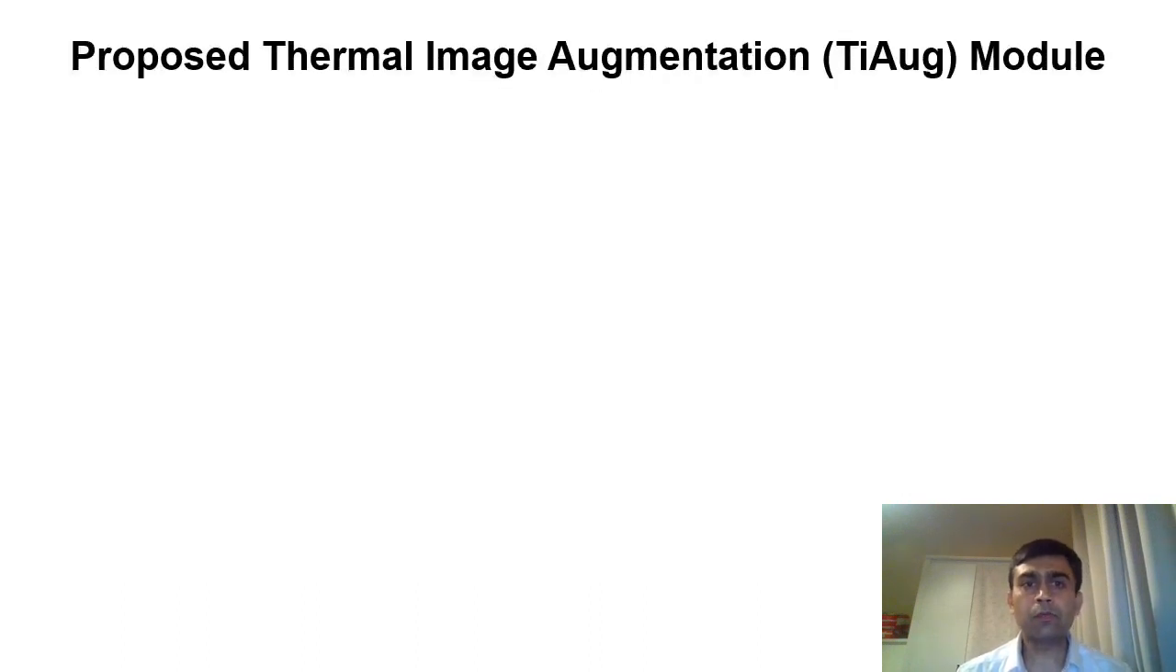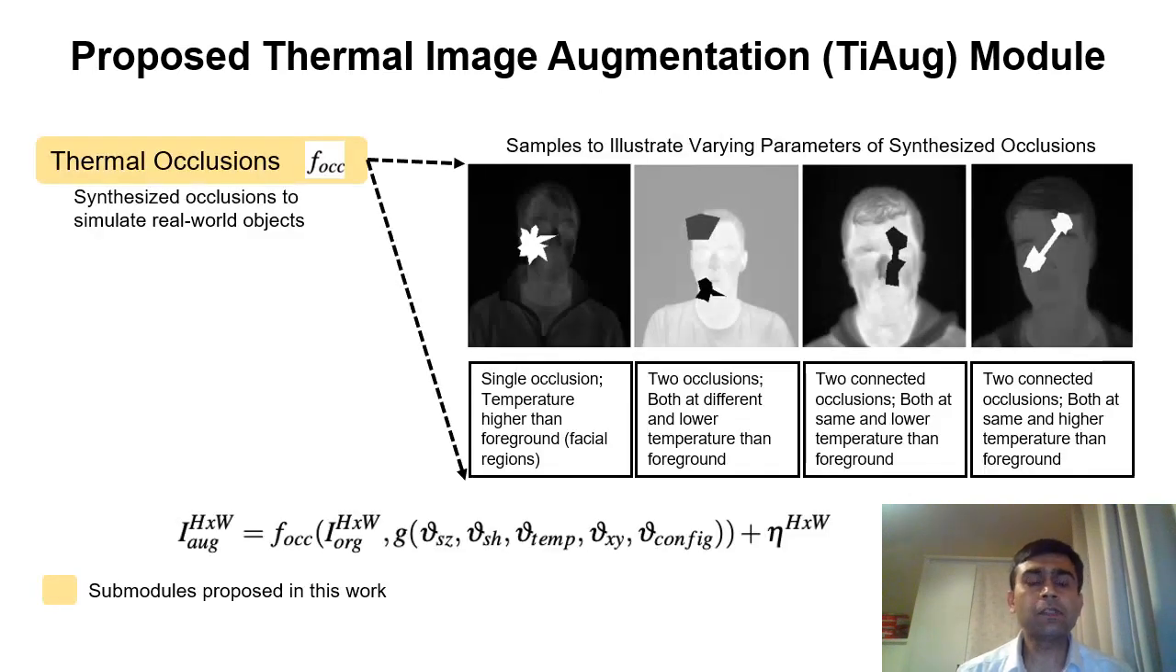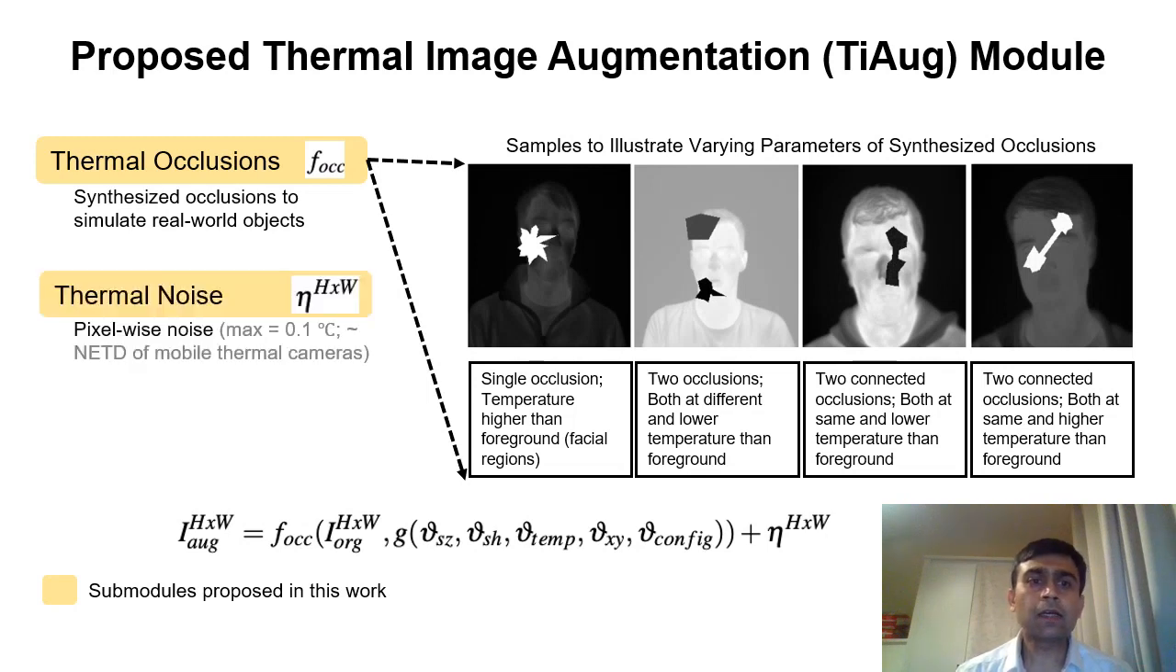The thermal image augmentation module takes thermal images acquired in controlled settings and applies transformations to simulate real-world conditions. First, the TIOG module synthesizes occlusions which vary in size, shape, and temperature. Synthesized occlusions are then added in a single, dual disjoint, or dual connected configuration at randomized coordinates on the original thermal image. Secondly, TIAUG considers an acquisition noise parameter of commonly used thermal cameras, which is referred to as noise equivalent temperature difference, or NETD. The maximum NETD of 0.1 degrees Celsius is generally specified for low-cost mobile thermal cameras. TIAUG adds pixel-wise randomized noise with the upper limit of 0.1 degrees Celsius.